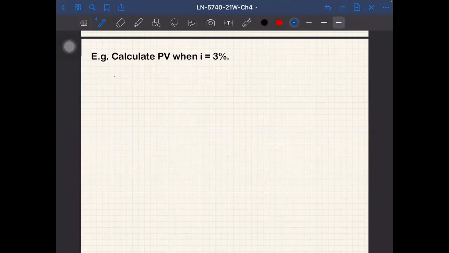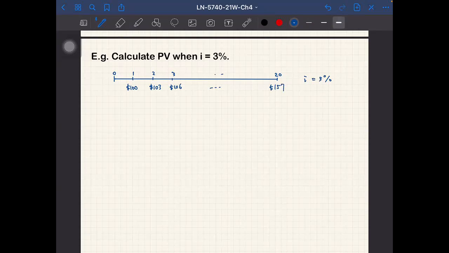So the question is the present value of this cash flow. We have 20 years, so time 0 to 20, and i is equal to 3%. The payment amount is 100 at time 1, 103 at time 2, 106 at time 3, and the last payment is $157. So we want to calculate the present value of this.